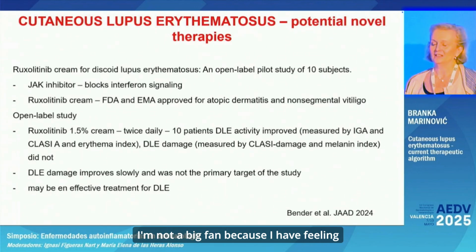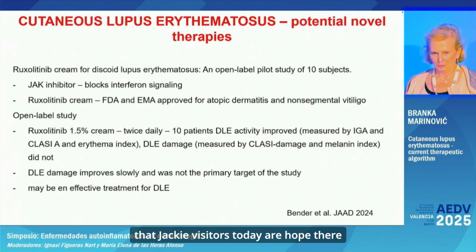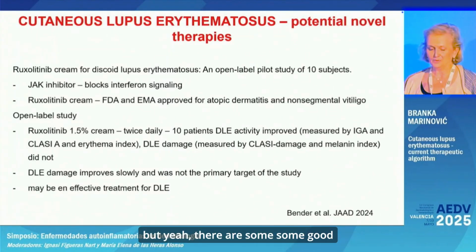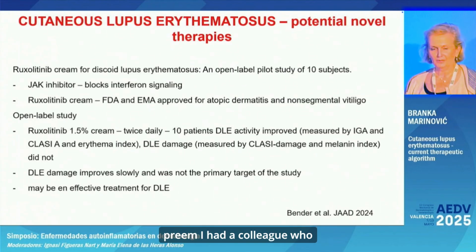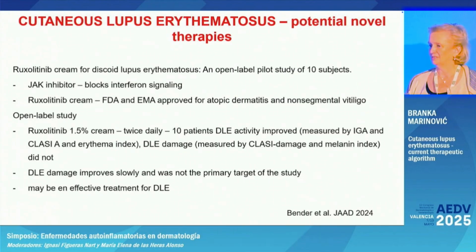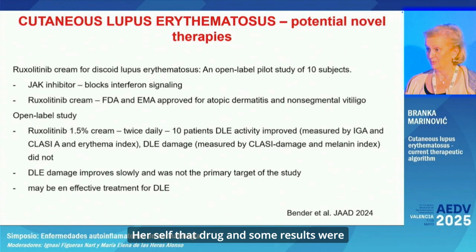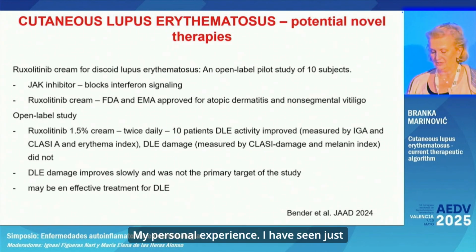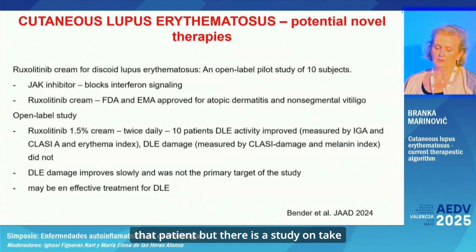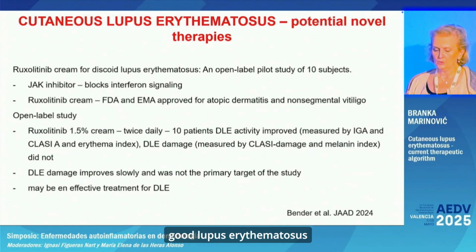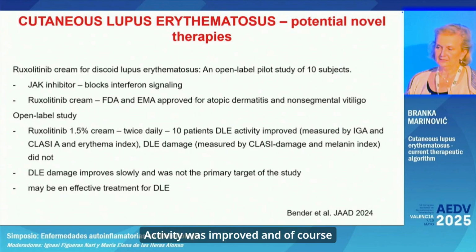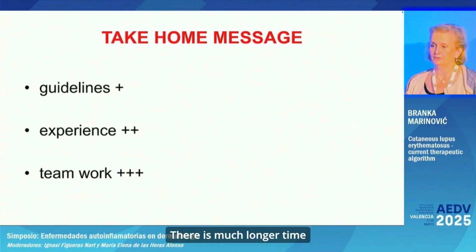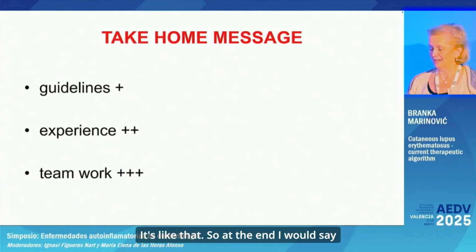I'm not a big fan, because I have a feeling that JAK inhibitors today are, I hope there is nobody from industry here, treated like a panacea for everything, but there are some good options, especially this ruxolitinib cream. I had a colleague who ordered that drug for herself, and some results were really very good, but I don't have my personal experience. I have seen just that patient, but there is a study on 10 patients with discoid lupus erythematosus, where activity was improved, and of course damage was not, because for improving damage, CLASI damage, much longer time is needed to see anything like that.